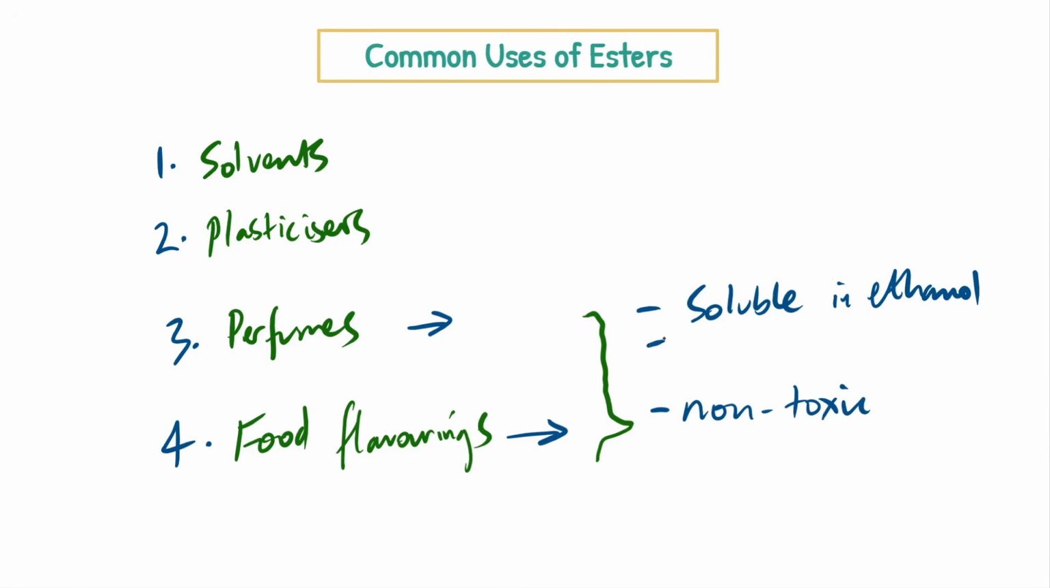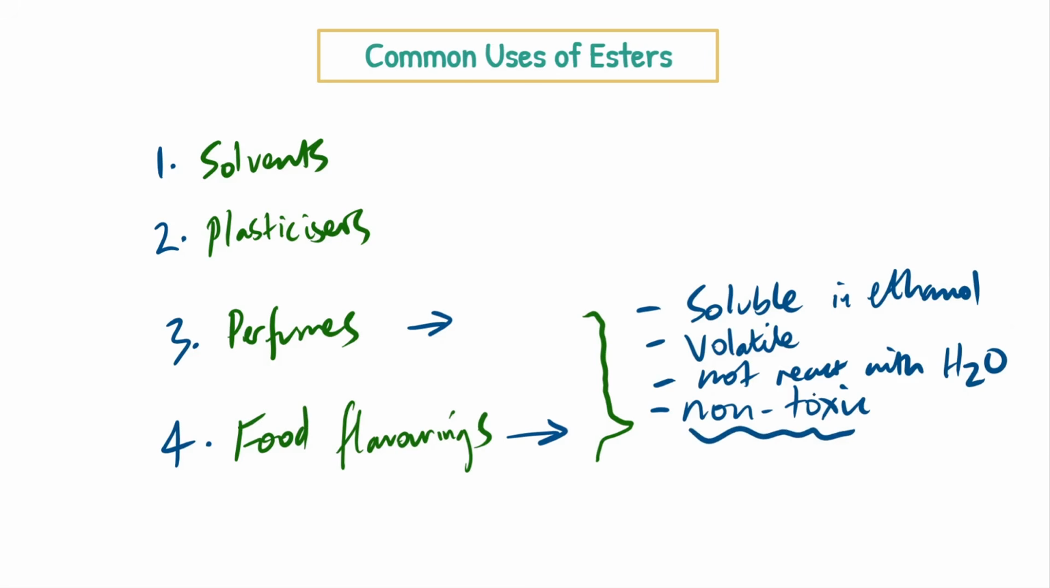Next one is it has to be volatile. What does volatile mean? Turns into a gas easily. It's going to be turned into a vapor really, really easily. Next one is doesn't react with water. You do not want it to react with water. That is our conditions for a perfume. I say conditions, but just things you have to remember really. And remember this one the most, non-toxic. It's really important for both 3 and 4.